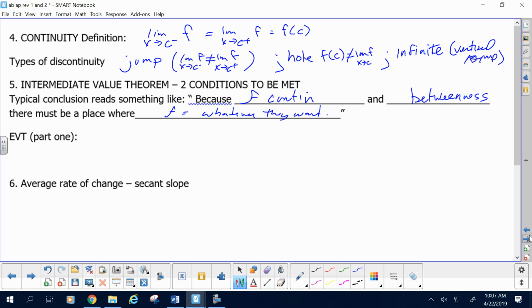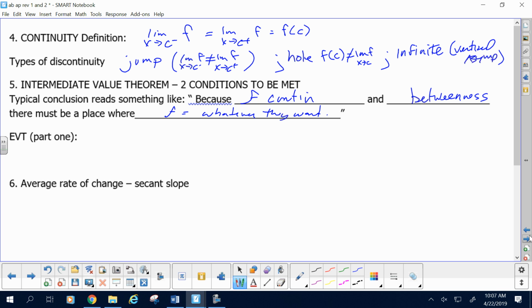Okay? Well, it's easy for people to get IVT and MVT confused. If you see, must there be a place where f equals, does that scream IVT or MVT? That's IVT. If it says, must there be a place where f prime equals, well, then I go in the MVT direction. All right? You with me?